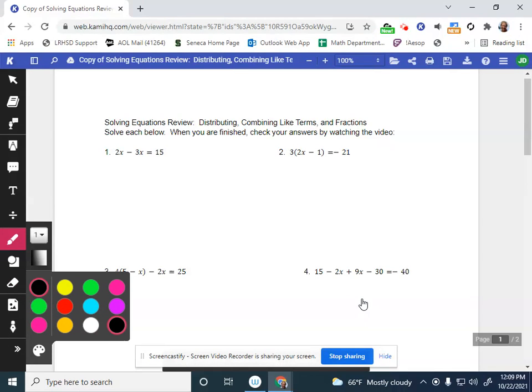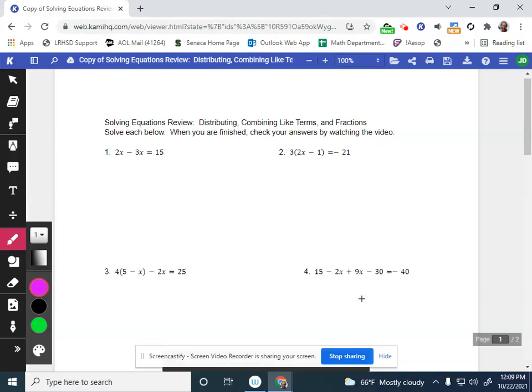Okay, so starting with number one, I'm going to remember I'm thinking about this as an equation where I have the left side and I have a right side. On the left side, 2x minus 3x is a negative 1x, and I have equals 15. There's nothing else to simplify on either side, so I'm ready to put it together and solve for x. To solve for x, I'm going to divide both sides by negative 1, and in the end get x equals 15 divided by negative 1, so negative 15.